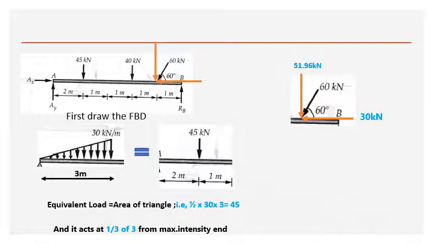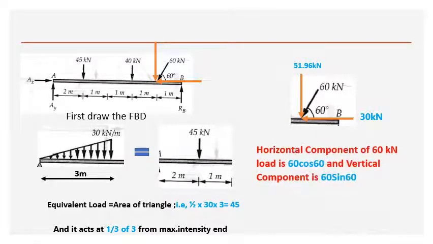So here, what is the horizontal component of the 60 kilonewton load? It is inclined at 60 degree. So horizontal component is 60 cos 60. Vertical component is 60 sin 60. Actually, you have to resolve the force into its components to know the directions properly at the tail end. It is like this, right? The same thing I have shown here.